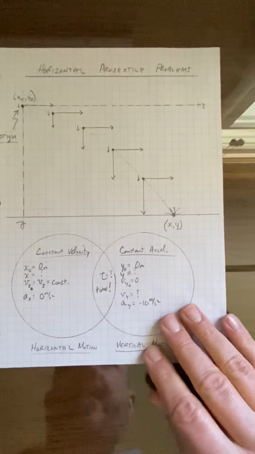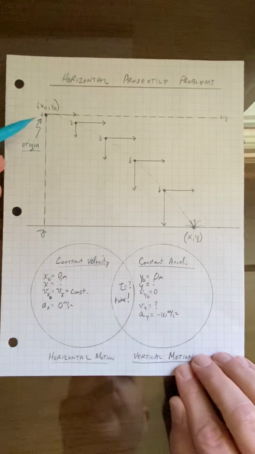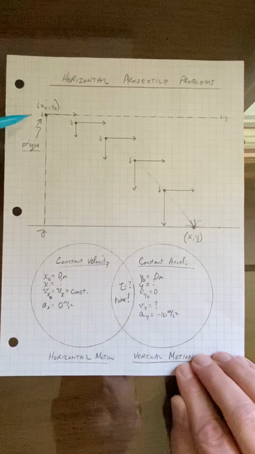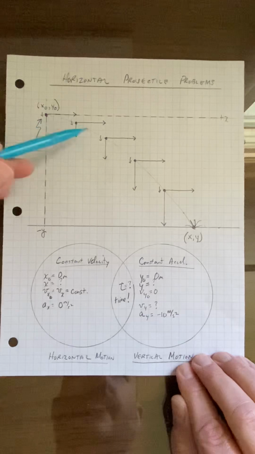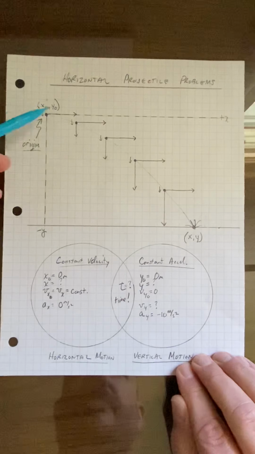So just a quick review about horizontal projectiles in general. Remember, as projectiles move through the air, the only force acting on them is the Earth pulling them down. So you can see I drew all of these little downward acceleration vectors here. That's the way the thing is accelerating.